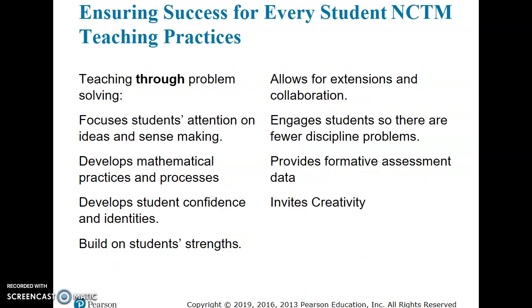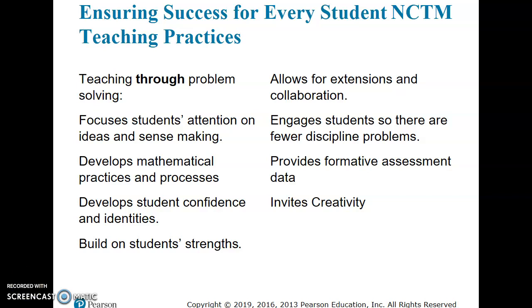Through problem solving, we need to focus students' attention on the idea. When solving problems, students are necessarily reflecting on the concept, developing mathematical practices and processes, and they become the doers as they are doing the math. This develops students' confidence in their identities. They begin to identify themselves as the doers in the math.